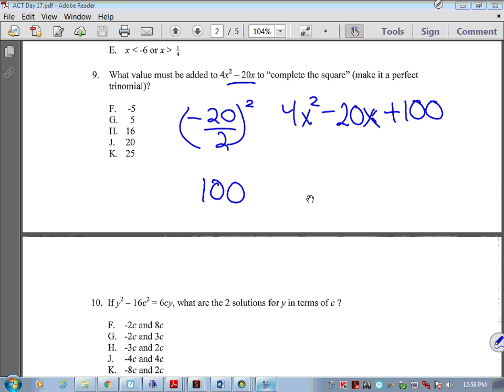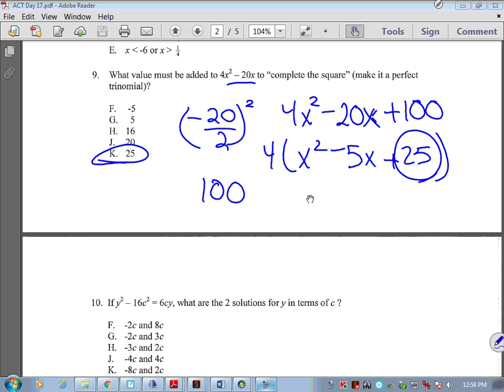All right, let's see. So now what we actually want to do is we want to factor out the 4. Okay, so whenever I factor out the 4, I'm putting that out here. I'm getting x squared minus 5x plus 25. So the value that we're actually adding to it is 25. Okay? Does that make sense? I know you're thinking it's 100, but then we actually have to factor it down.